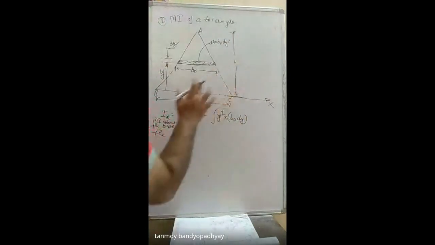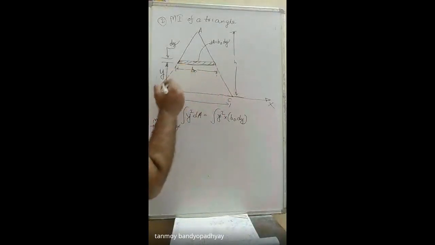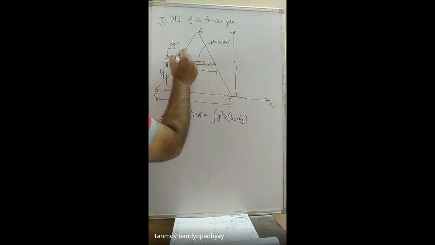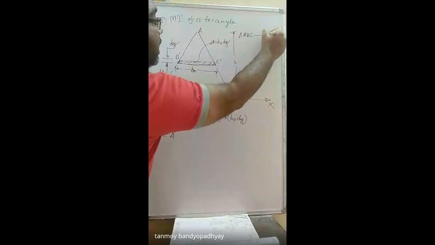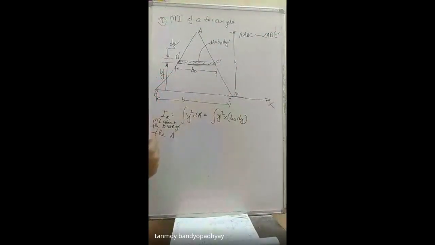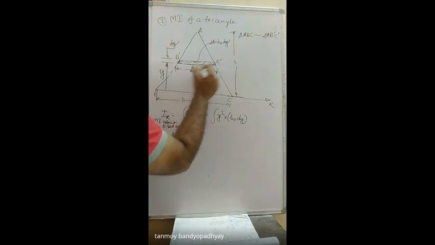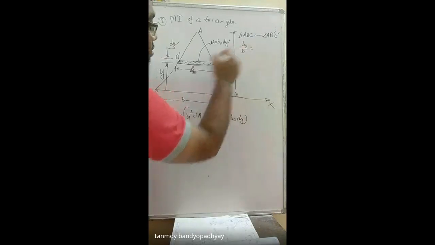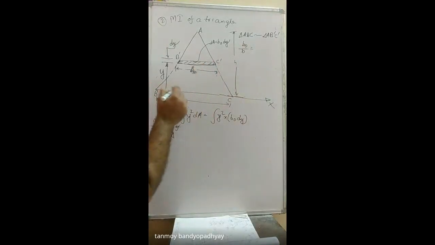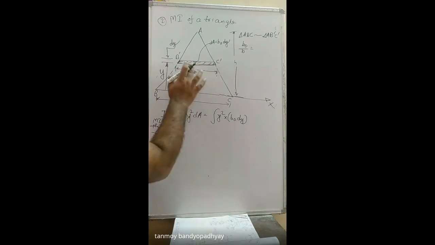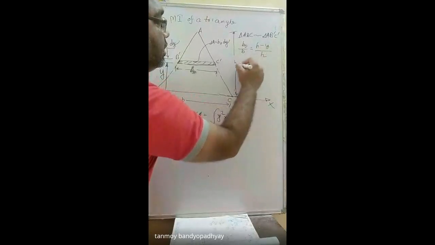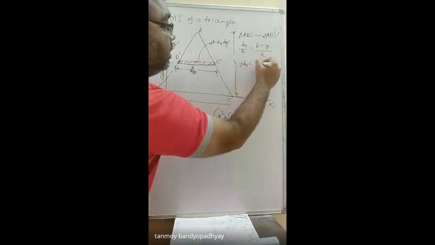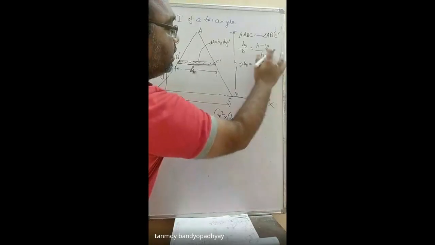Now in order to calculate b0, we consider two triangles. This is ABC, and we consider A, B dash, C dash. Since triangle ABC is similar to triangle A, B dash, C dash, we have b0 divided by b equal to, for this triangle the height is h minus y, so h minus y divided by h. So b0 should be equal to b into h minus y divided by small h.